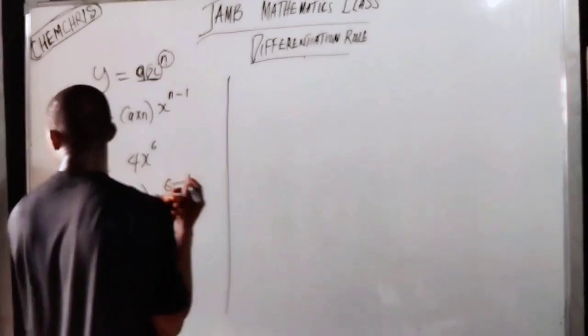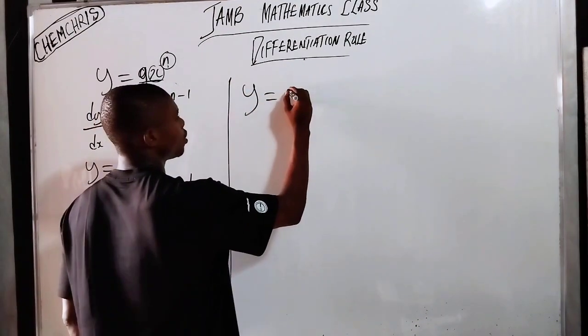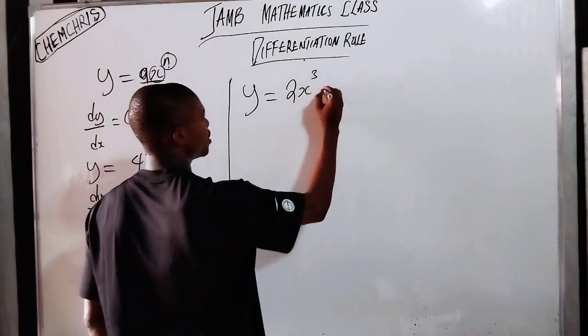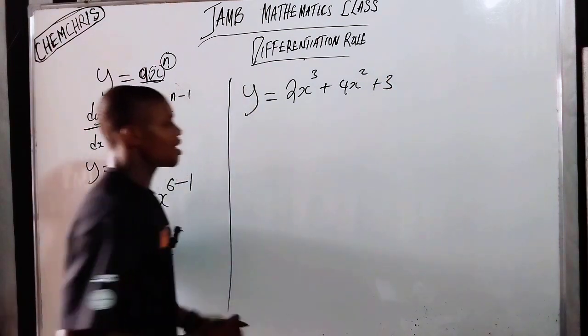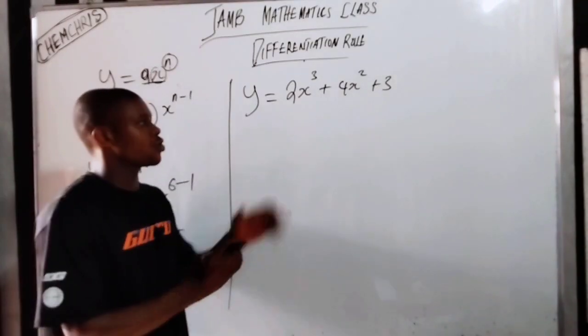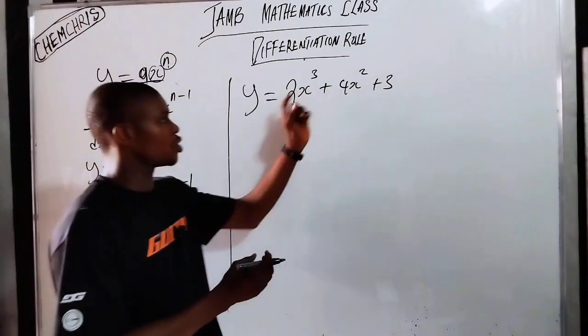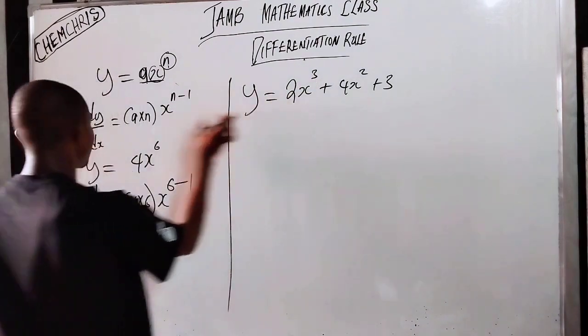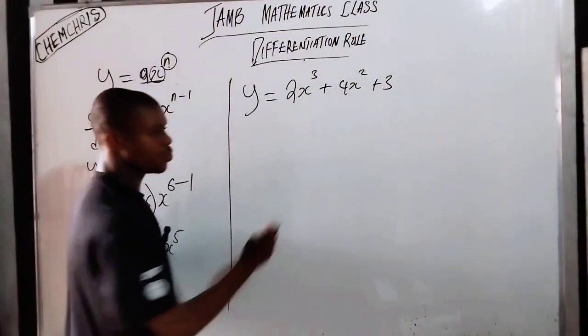Likewise, if you have y equals 2x raised to 3 plus 4x squared plus 3. Now this is called a polynomial function. So here you have to differentiate the terms one after the other. You want to differentiate this one the way you differentiate the earlier one, right? The same thing with this other one here, right?